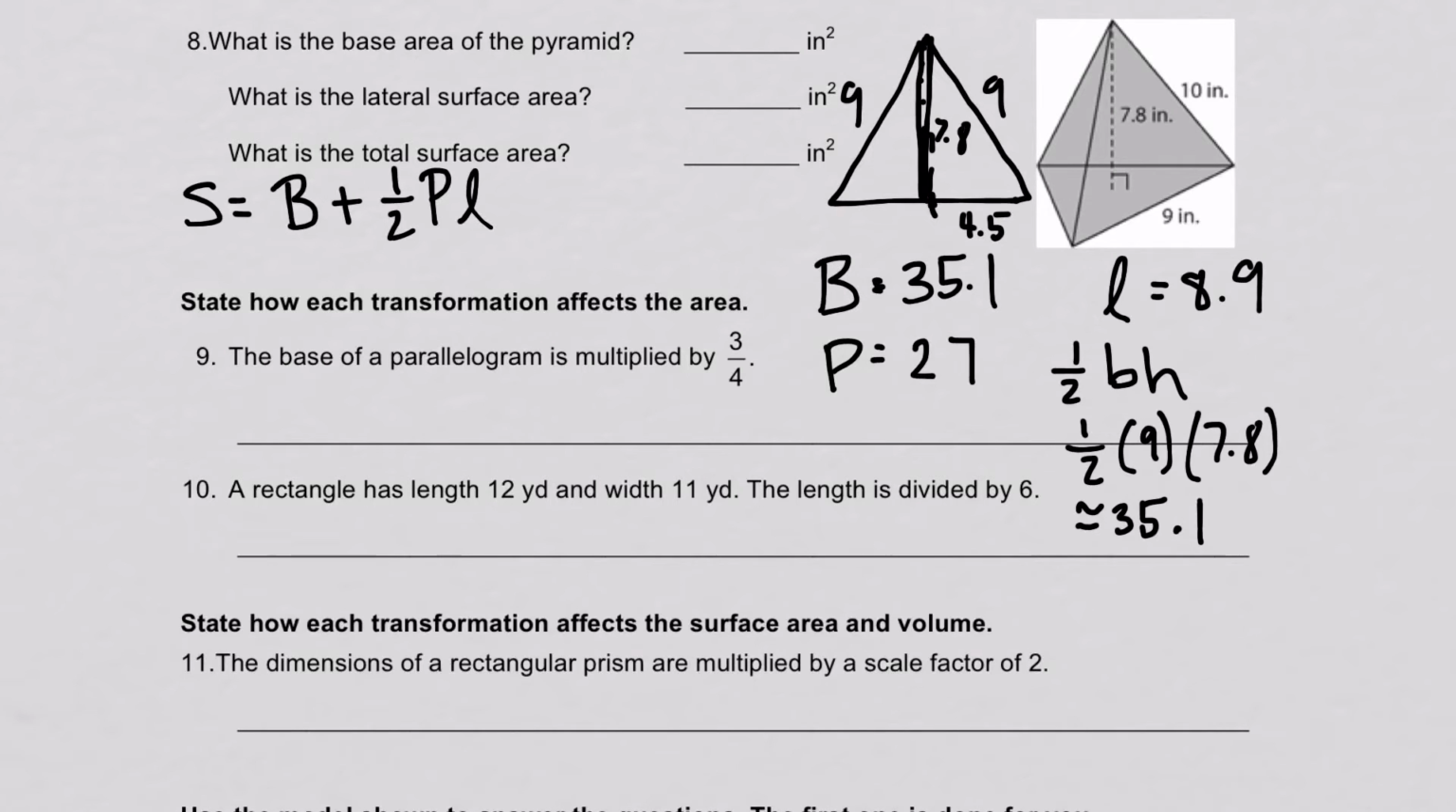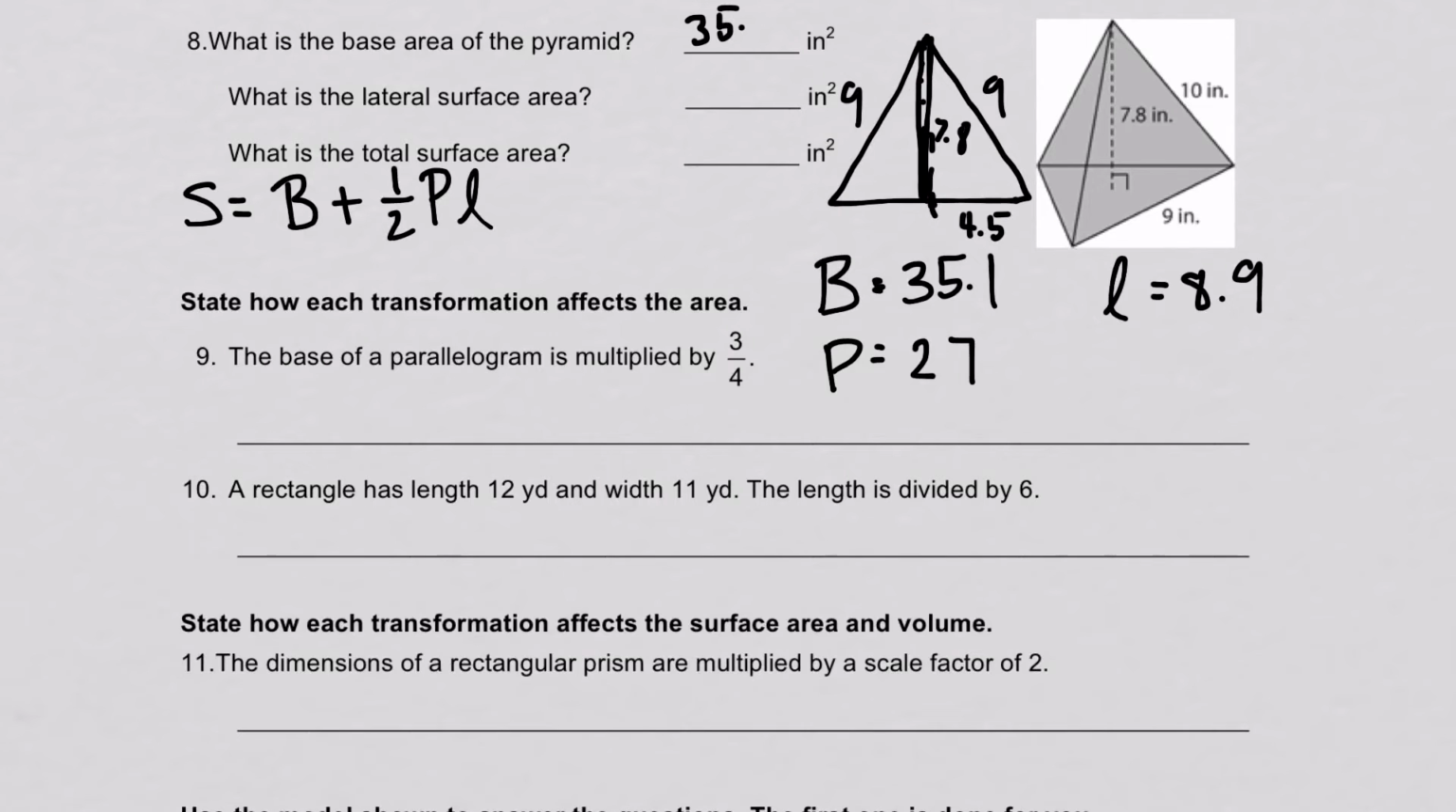All right. I found the area of the base, I found the perimeter of the base, and I found the slant height. I can plug them all in and find the total surface area. So let's do that. The area of the base is 35.1. That's basically this part right here. The lateral surface area, what they mean by the lateral surface area, is this part right here. So 1/2 the perimeter times the slant height.